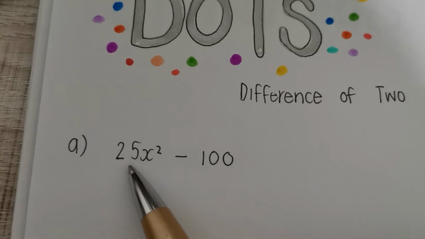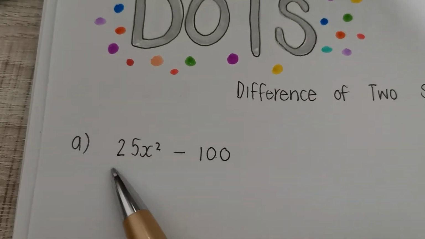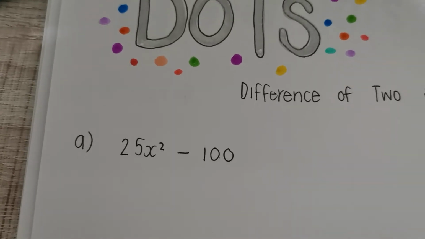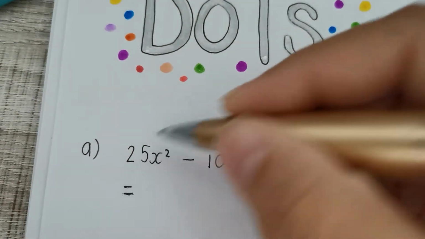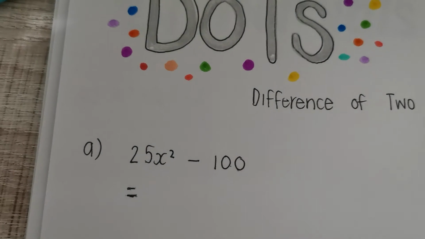Okay, now can you see 25 and 100? They are both perfect squares. This is 5 times 5 and this is 10 times 10. Okay, wait. I'm just going to continue with this one. I know that 25 can go into here and 25 can go into here. I'm not doing that part, okay?